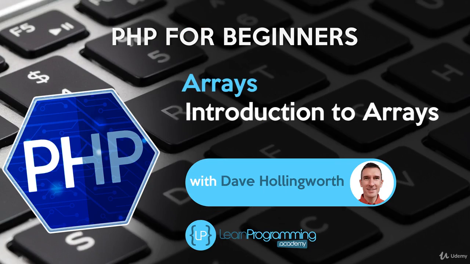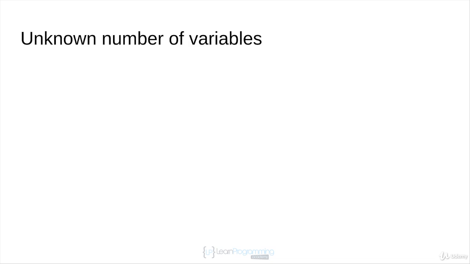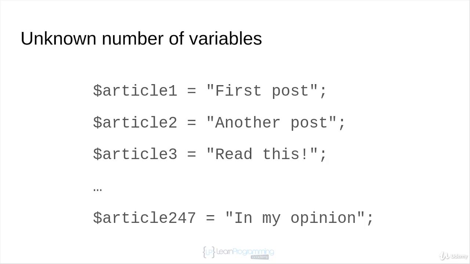Previously, we created several variables, each one containing a single value. We're a bit limited with this, however. For example, let's say you want to display a list of articles. You have several articles to display, and you have variables containing strings for the article titles, like this. But what if you don't know how many articles you're going to have? Or if you have a large number of them? You don't know how many individual variables you'd need.